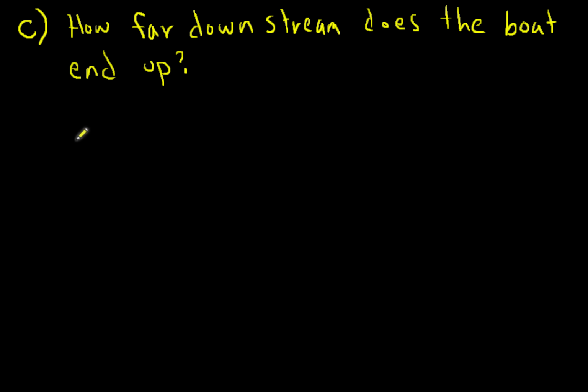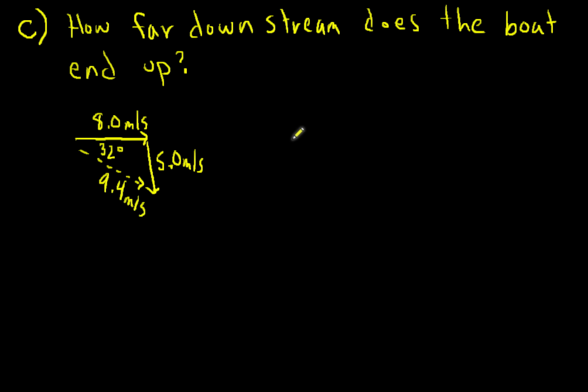And again, we look at our matching triangles. The velocity triangle is 8 meters per second to the east, with 5 meters per second to the south, combining to make 9.4 meters per second at 32 degrees. The corresponding displacement triangle is 25 meters across at an angle of 32 degrees. And we're looking for how far down you end up, or the distance in the y direction.